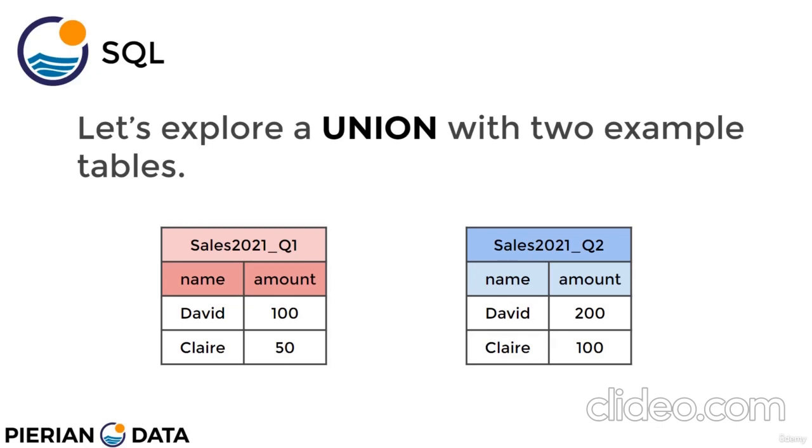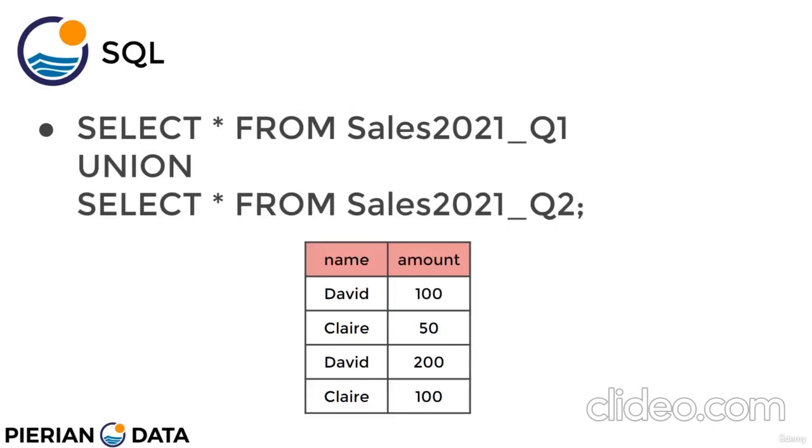Instead, what I should be doing is just pasting one of these on top of the other, and this is perfect for a union. So all we need to do is say select everything from the first sales quarter, union with select everything from the second sales quarter. It's just going to grab the results from the first query and paste them right on top of the second query.